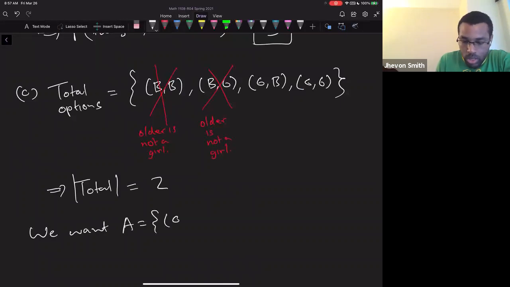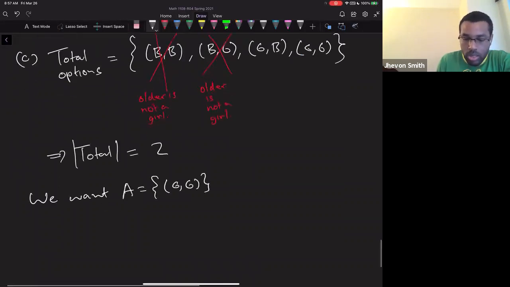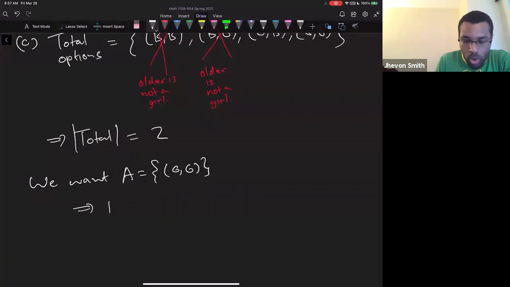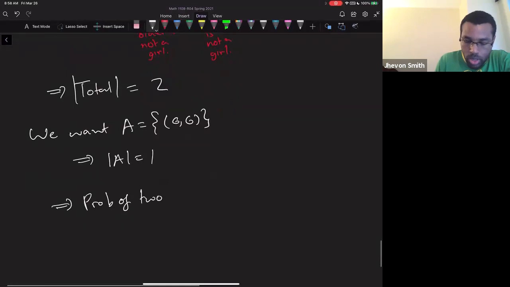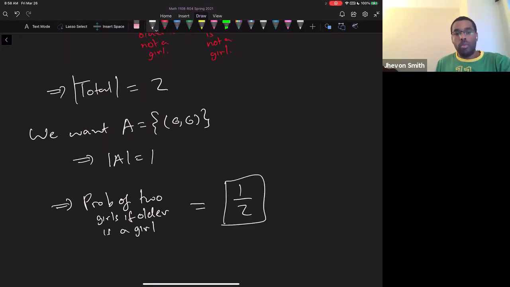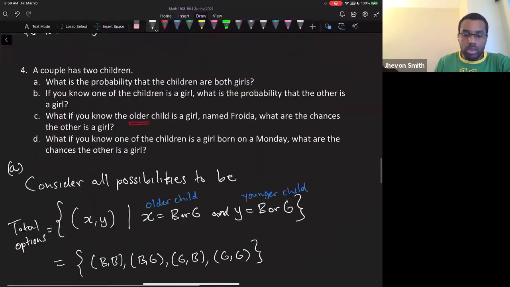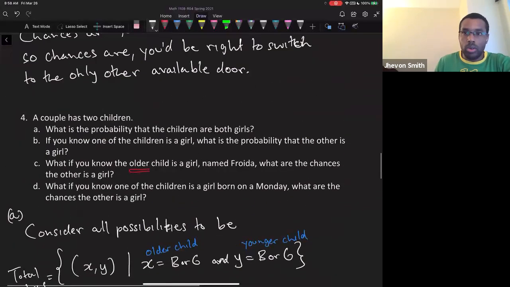And we want A equals 2 girls. So the size of what we want is 1. And so now the probability of 2 girls, if older is a girl, well, that's just 1 out of 2. And I think we went over those last time, so I just quickly went over those again.